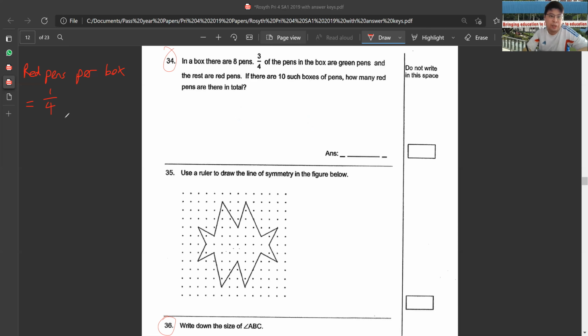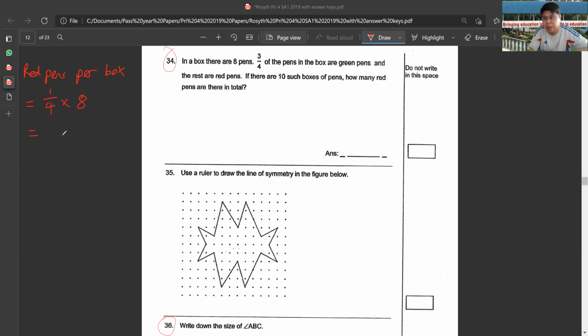But I'm interested in the number of red pens in a box, right? So the number of red pens in a box will be 1/4 multiplied by 8, because there are 8 pens per box. It is 1/4 times 8, not 1/4 divided by 8.